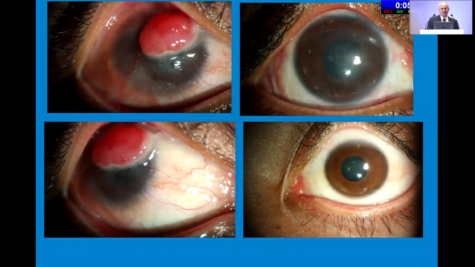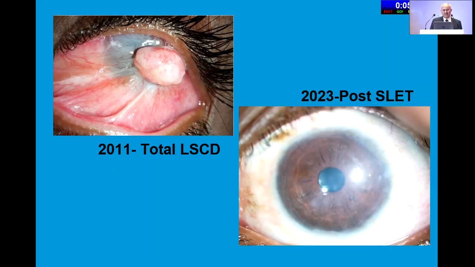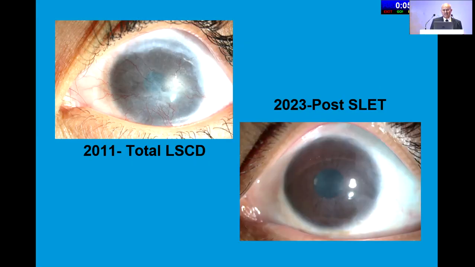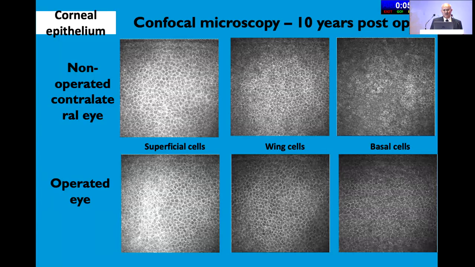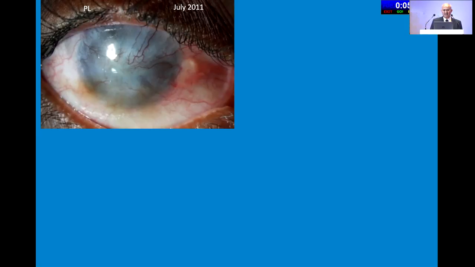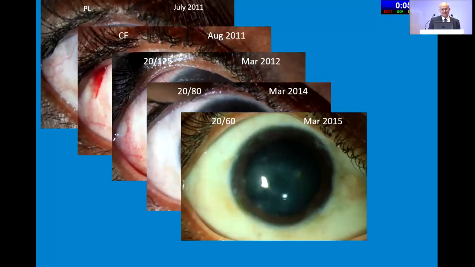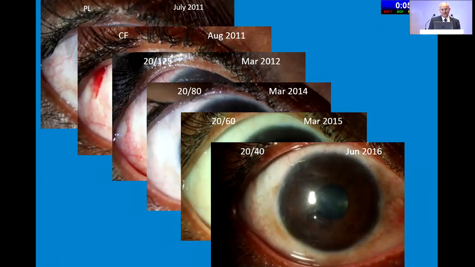If you look at the outcomes, this is like within 6 weeks, before and after. This is 3 years. And this is more than 10-year follow-up of the same patient. And this is another patient with 12-year follow-up. And these are confocal microscopy before and after. These are subbasal nerve plexus. And there's a unique thing we observed when we are doing this SLET. If you wait enough, the cornea continues to clear. And this is the case in this patient, that vision improved to 20/40 in 5 years' time.